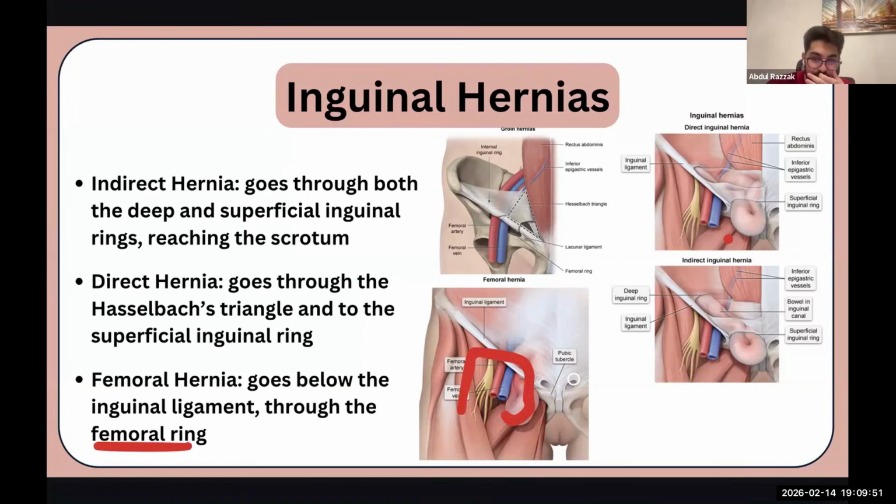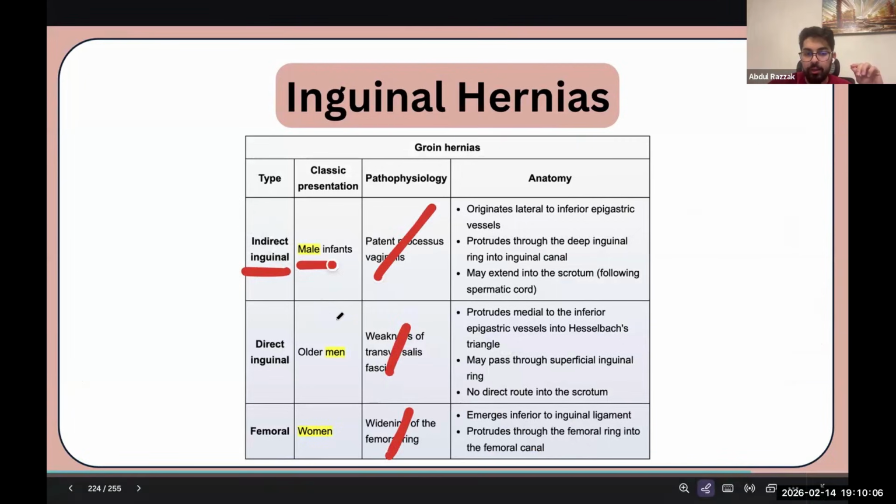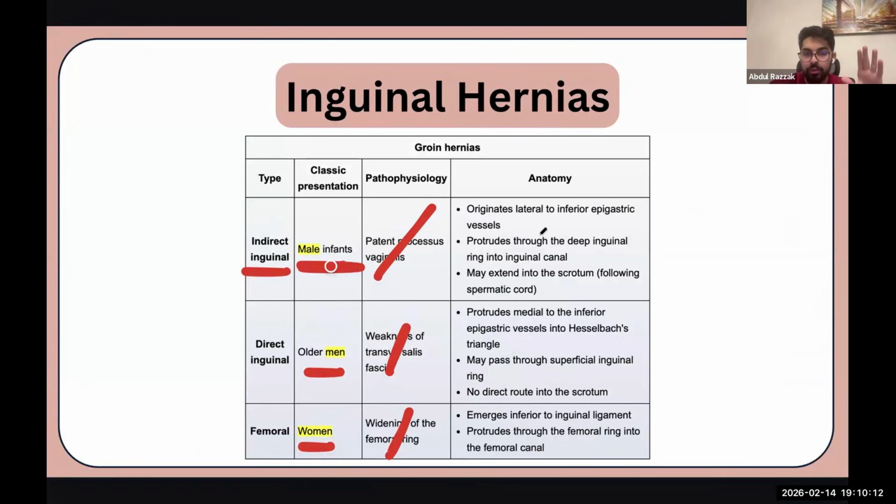A hernia protruding below the inguinal ligament is called a femoral hernia, going through the femoral ring into the femoral canal. This is a table showing all the types of hernias. Don't focus on this, tamam. Just ignore this. You might focus on male, older man, and woman. This might be helpful in your exam, but don't fully depend on it.